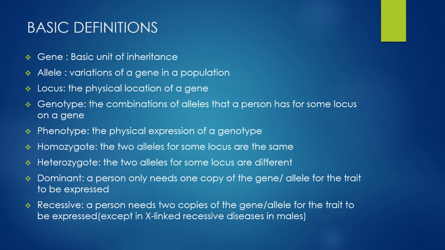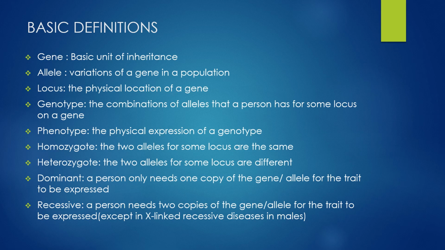Okay, so let's take a look at some basic definitions. The first is gene, that is the basic unit of inheritance. We have an allele, that is the different variations of a gene in a population. That basically means the different ways in which one particular gene can be expressed in a population. Then we have locus, that is the physical location of a gene. Next term is genotype, that is the different combination of alleles that a person has for a particular gene.